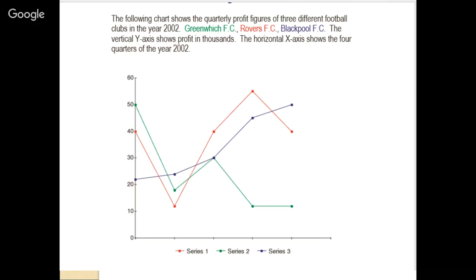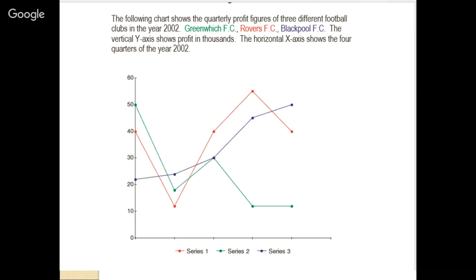Fabulous. Now, the significant figures would be what? So out of 22, 23, 30, 46, 51, what would be the significant figures? Fabulous. 22 and 51. Good. Fabulous. All right. Coming again.